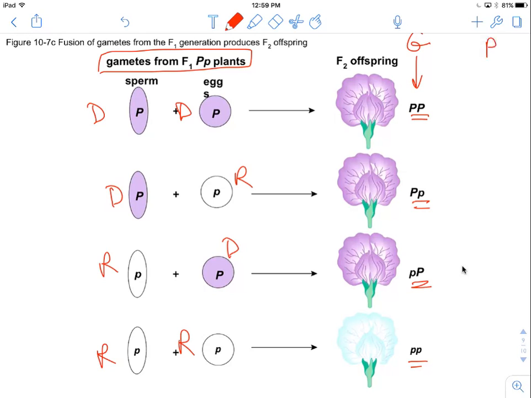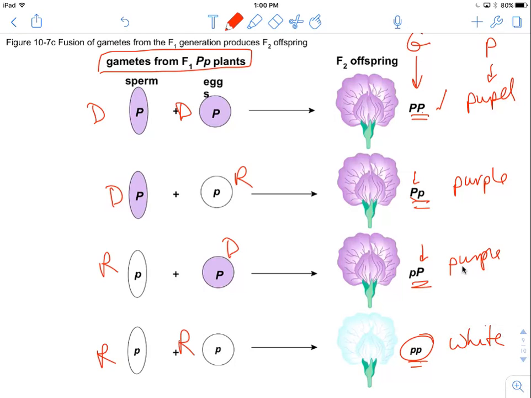And then if we look at the phenotype of each, okay, so if there's a dominant allele present in this one, it's going to be purple. For the heterozygote, there's a dominant allele present, so it's still going to be purple. Again, dominant allele present, purple. And here in the white, there's only recessive alleles present, so we'll see that recessive phenotype, white. Okay?